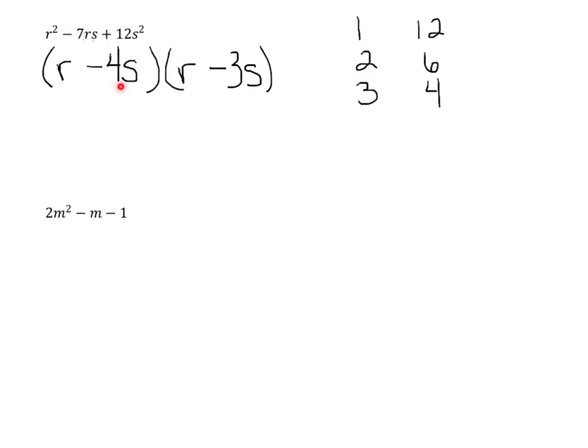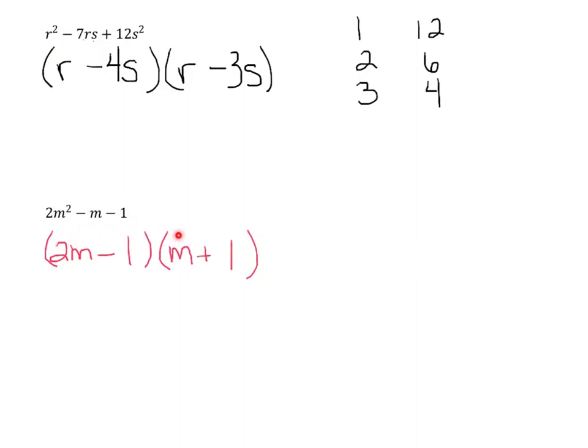Here's the last one. Now I can't split this 2 up because 2 is a prime number, which means that one of my terms will be 2m and the other will be m. I know my last term absolutely has to be 1 because 1 times 1 is equal to 1. This tells me my signs are different. This tells me that the larger value is negative. So what I do is I place them and see if it works.